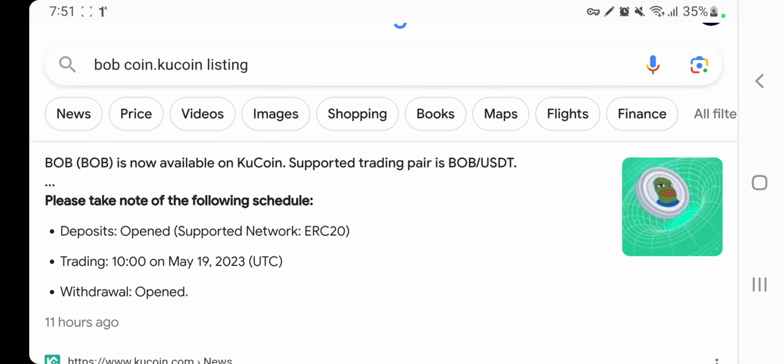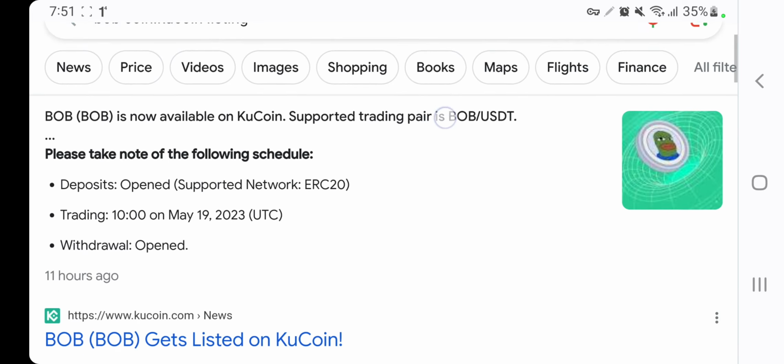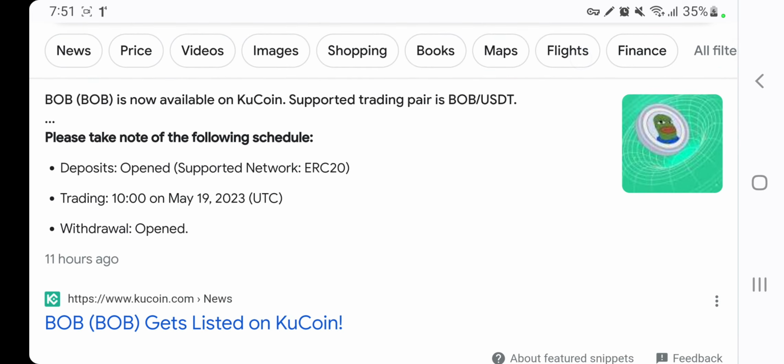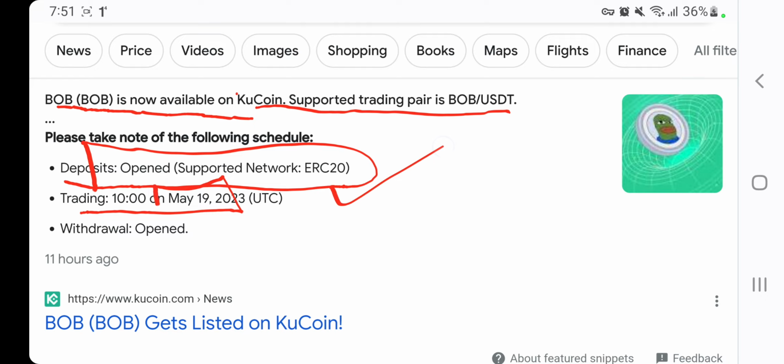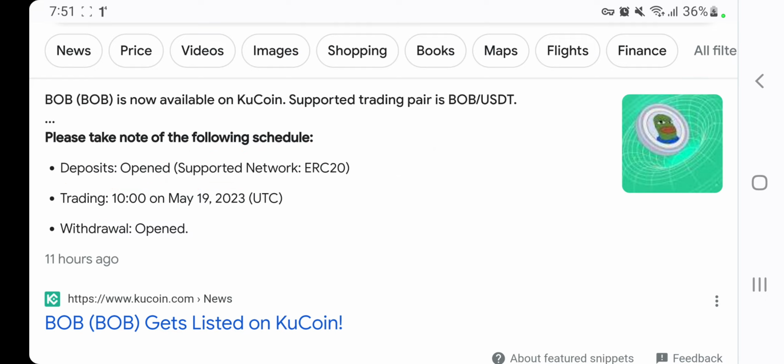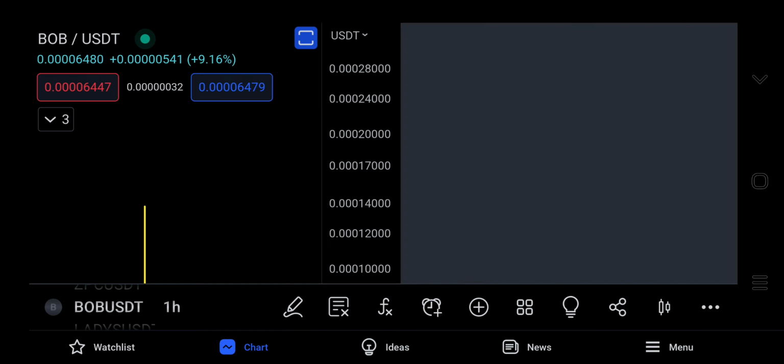And here's an article from Google, and there we go. So what they're saying is Bob is now available on Kucoin. Supported trading pair is Bob to USDT. Now the deposit opens up and you do have an ERC20, which is Ethereum network, as supported network at the moment. And then you also have this one trading from 19th of May, which is actually today, and that's actually quite big.